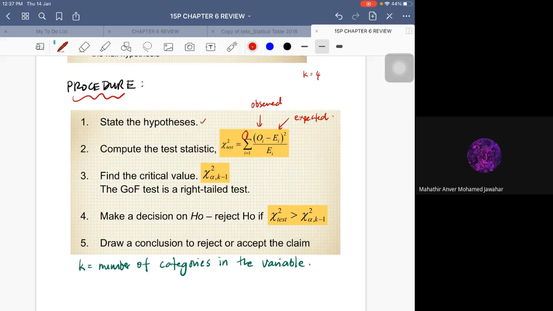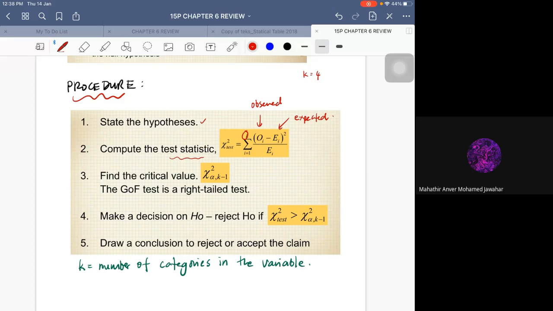So you're going to find the observed minus expected, squared, and divide by the expected value. And then you're going to sum up the values for each of the categories. So that is step number 2, and that is going to give you the value of the test statistic.